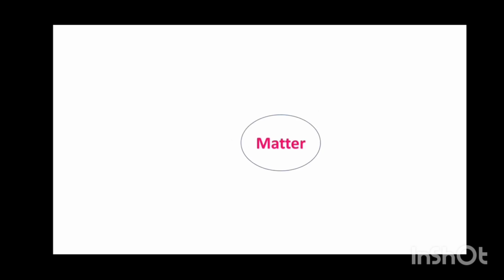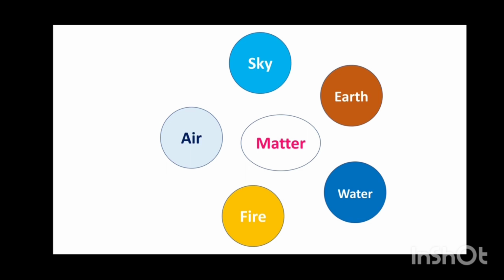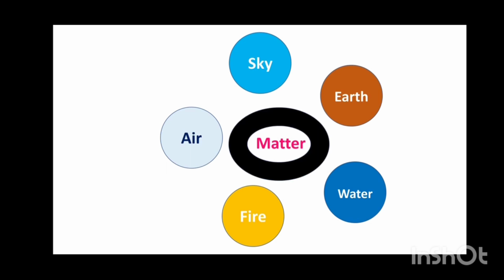Ancient Indian philosophers considered that all kinds of matter are made up of five elements: sky, air, fire, water, and earth. These are called Panch Tattvas. Panch means five and Tattvas means elements. That is why the five elements, sky, air, fire, water, and earth, are called Panch Tattvas.